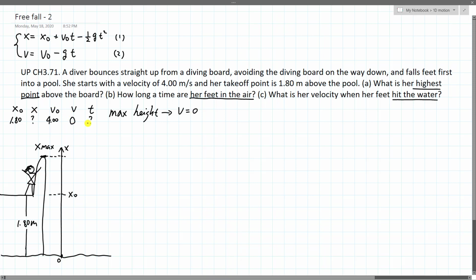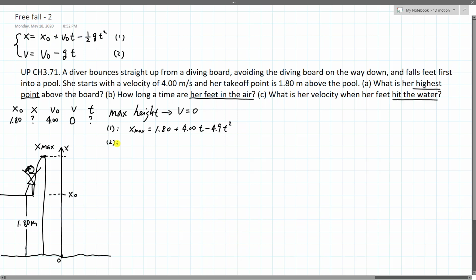So okay, this is our list of parameters, and I'll use the equations. Equation 1, this is the maximum height. I can put the max here, but it doesn't really matter. This is 1.8 plus 4.00 times time minus, as we said already, half of 9.8, that's 4.9. We should get used to this value, times t squared. There are two unknowns, the t and the x max, so we can't really solve it. We can leave it here and just move on to equation 2.